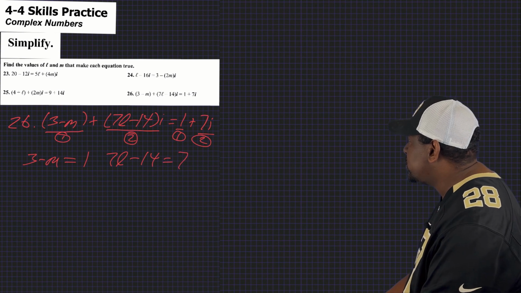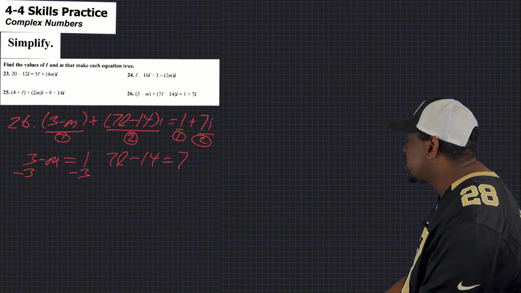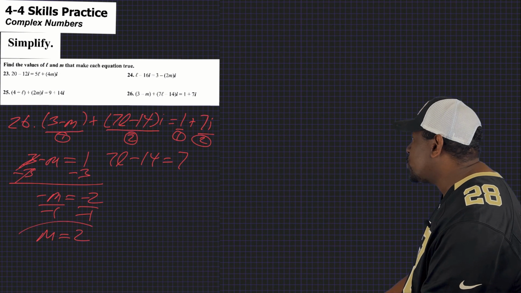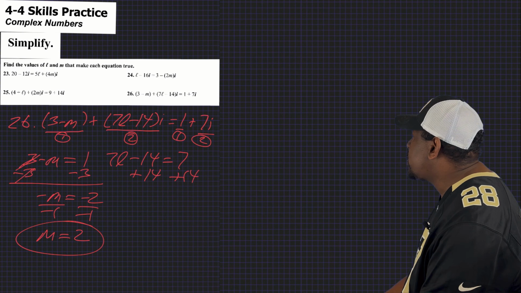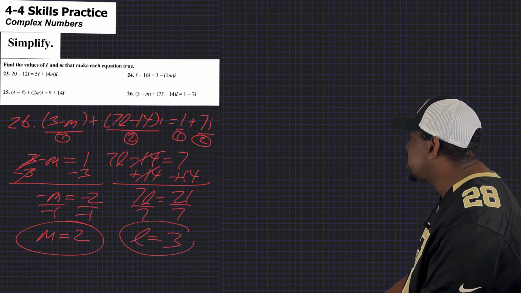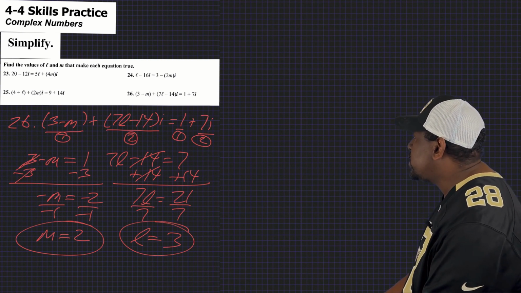Once we label them, we put the like terms together and solve for m by solving the first pair. In other words, 3 minus m equals 1. We subtract 3 from both sides. We divide by negative 1, and m is equal to positive 2. To solve for L, the second equation, we add 14 to both sides using the inverse operation. Then we divide both sides by 7, and L is equal to 3. And so we have now solved for L and M.